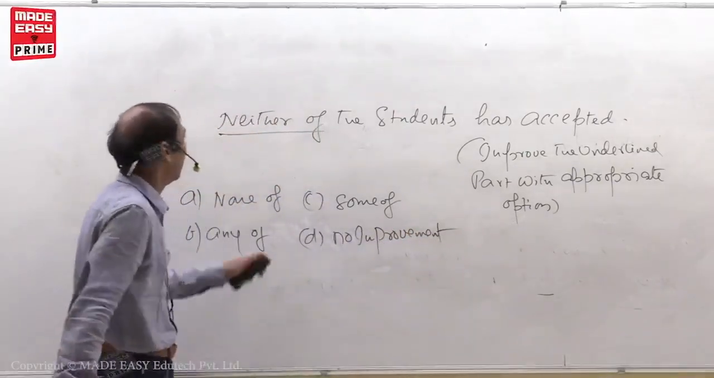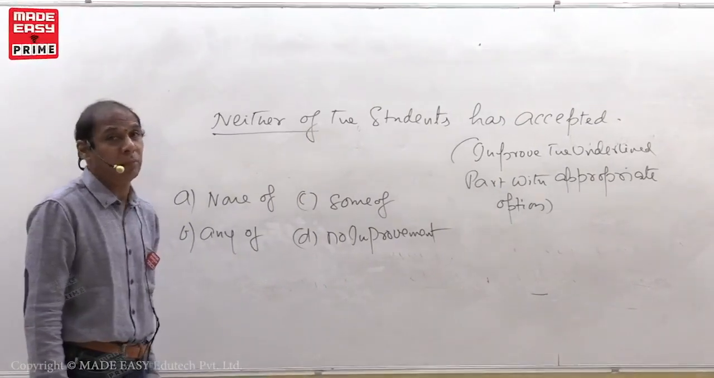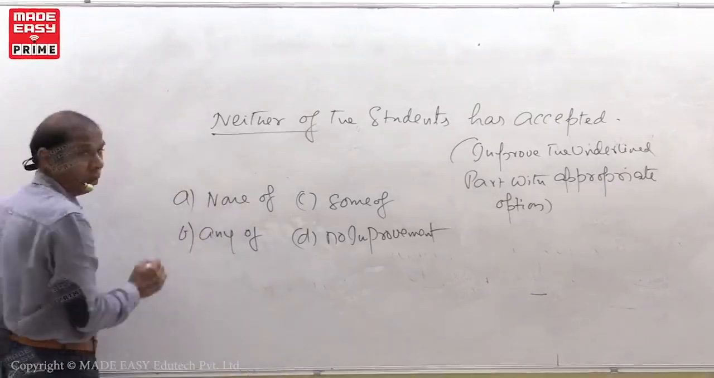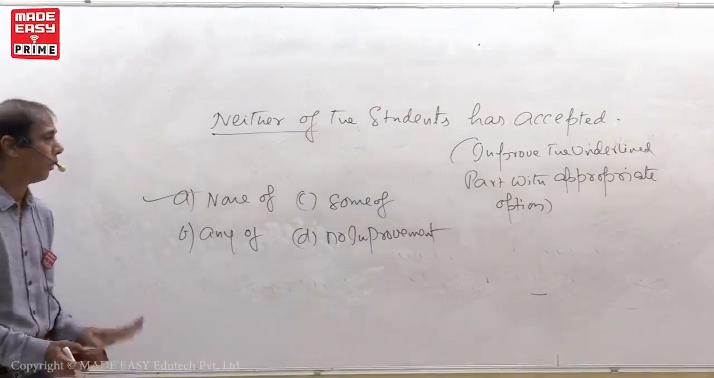No improvement. See, neither of the students, two or more than two, number is not specified. When the number is not specified, what we have to use? None of. So this is the option. Okay, my students.